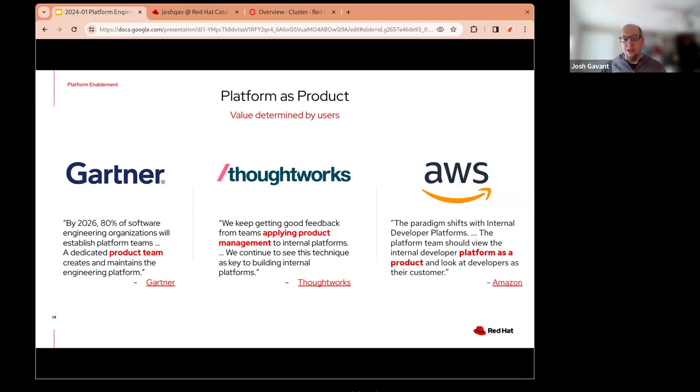So that's been a pretty big concept, an important concept to think about with platform engineering, not just the collaboration, but treating it as a proper product, customer-centric, making sure that you are meeting your users' requirements.